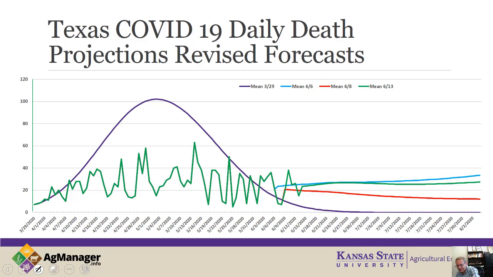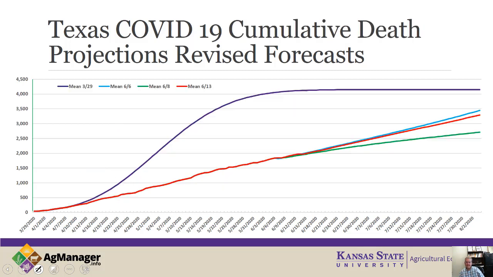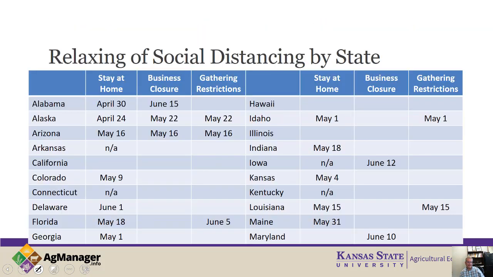In terms of Texas, it was up quite high, then it dropped in the middle last week, and now it's up again, looking at 25 to 30 deaths per day, and then you can take a look at that with regards to what's occurred over the last week.